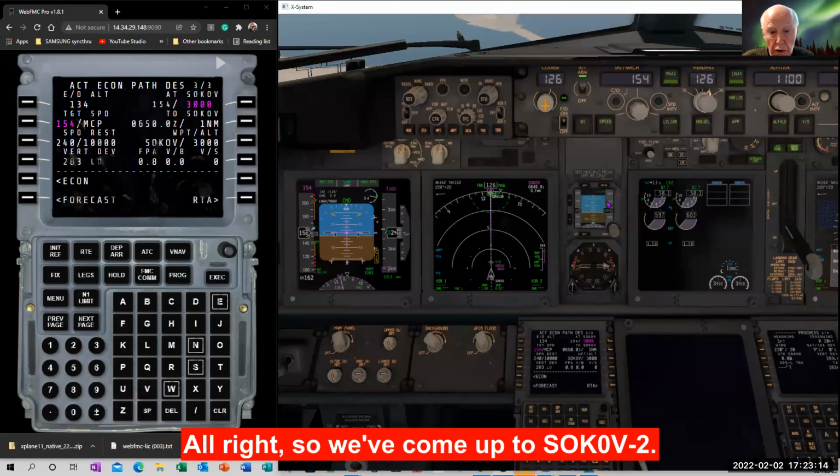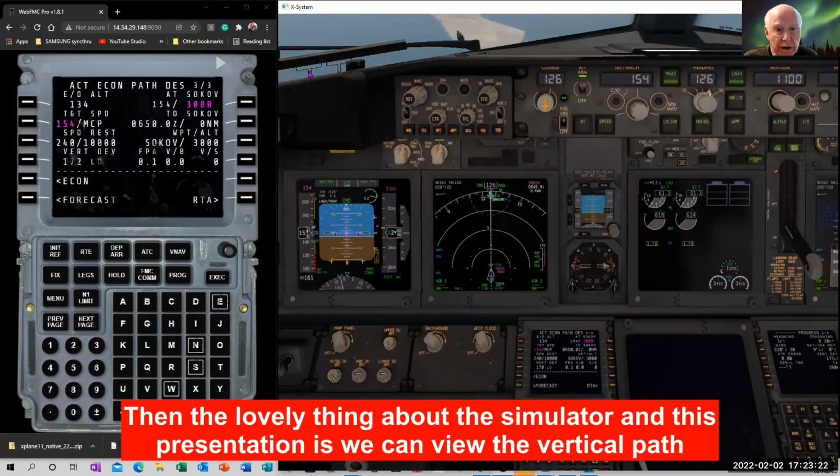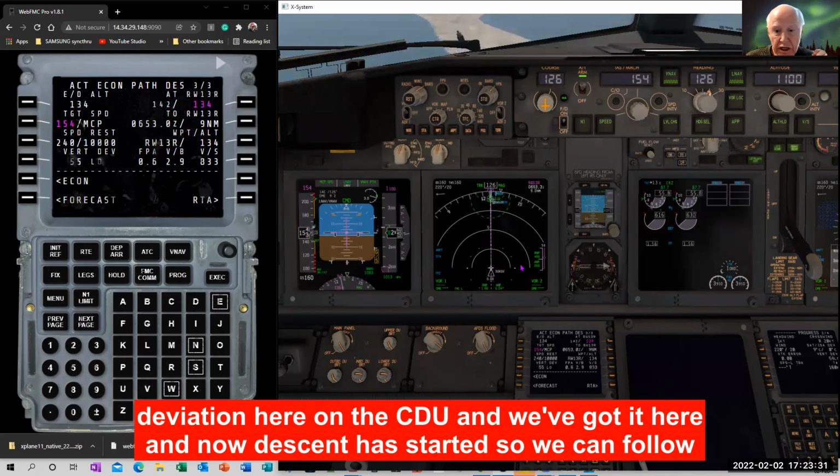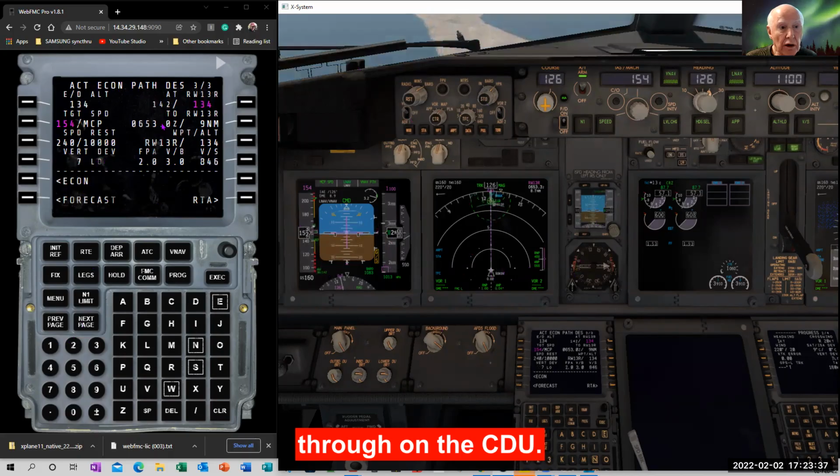All right, so we've come up to Sokof-2. And the lovely thing about the simulator and this presentation is we can view the vertical path deviation here on the CDU, and we've got it here. And now descent has started. So we can follow through on the CDU.